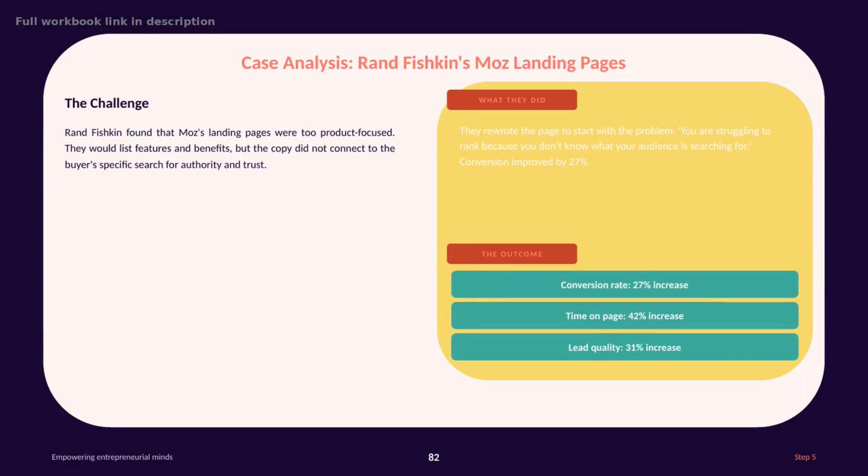He found that their landing pages were too product-focused. They would list features and benefits, but the copy did not connect to the buyer's specific search for authority and trust. They rewrote the page to start with the problem. "You are struggling to rank because you don't know what your audience is searching for." Conversion improved by 27%. Time on page increased by 42%, and lead quality went up by 31%. That's what happens when you lead with the problem, not the product.